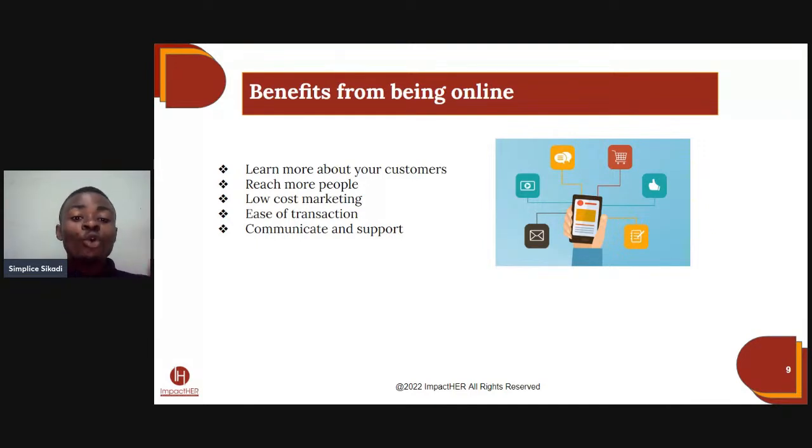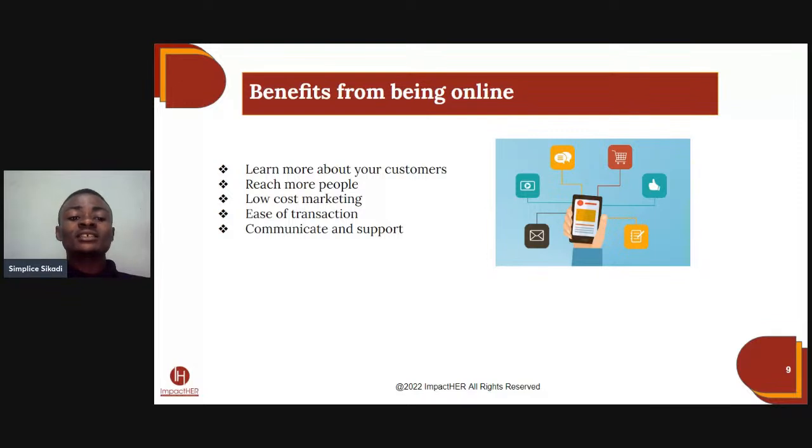Today you don't need to own a car to sell a car. You don't need to own a house to sell a house. Once you have just the picture of the house, or the picture of the phone, or the picture of whatever you want to sell, you can just put it online. And once somebody is interested, you can get the money and then go give it to the person that owns the product and get commissions. So there are so many advantages.